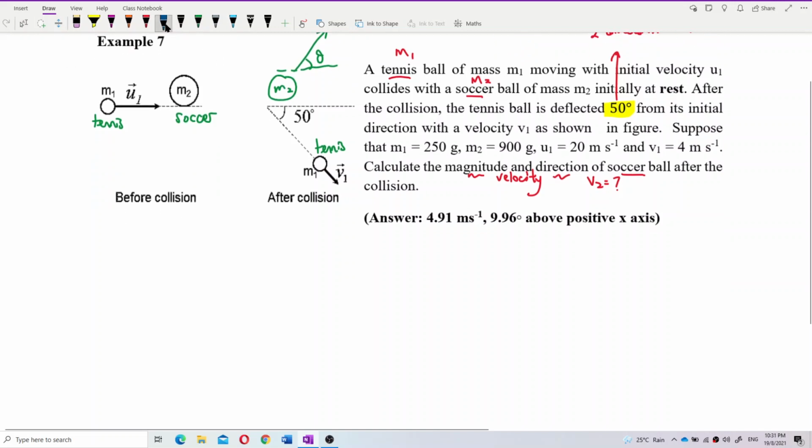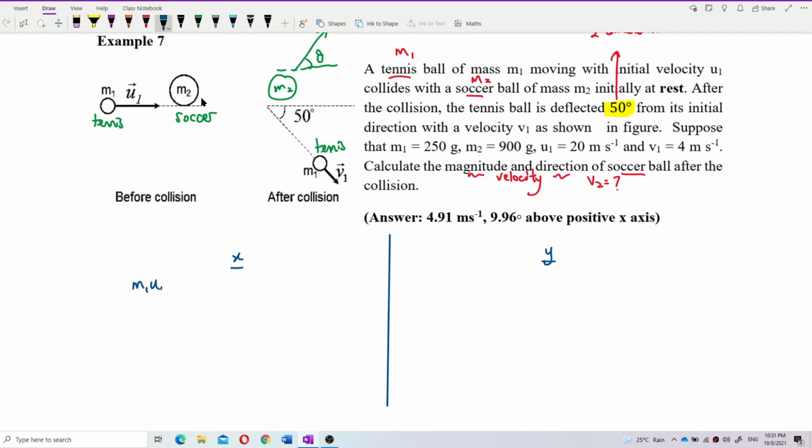Let us do it with two components, x component and y component. For this question, we use conservation of momentum. We make a divider here. M1 U1 plus M2 U2 equals M1 V1 plus M2 V2. Remember, this is the x component, so you need to label the velocities with x components.